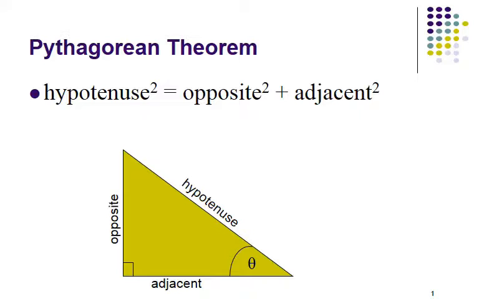The Pythagorean theorem is extremely helpful, and I'm sure you're very familiar with it. Usually the equation that we'll see here is side A squared plus side B squared equals C squared. The C represents the hypotenuse. The A and the B represent the 2 sides.